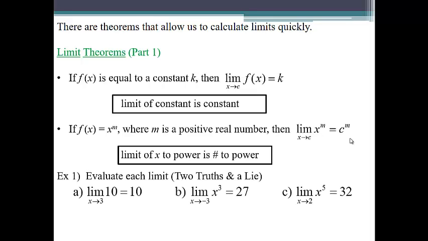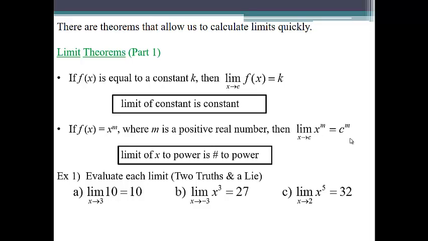So let's see, two truths and a lie. The first part A is just like bullet number 1, where the limit as x approaches 3, your y is 10. So that is forever 10. Your limit of a constant is a constant. Doesn't matter what the x is. No matter what x you ask for, your answer is 10. So that's the truth.